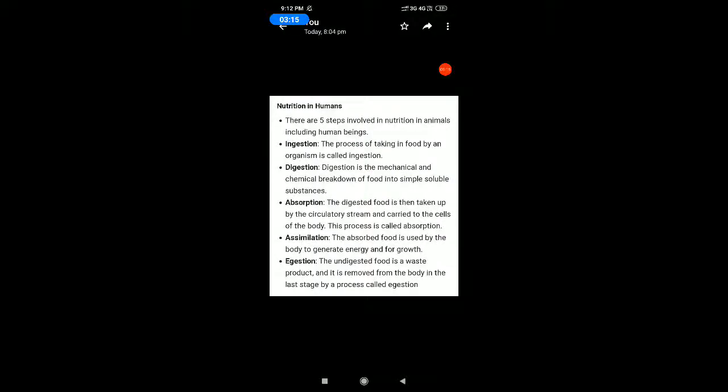Absorption. The digested food is taken up by the circulatory stream and carried to the cells of the body. This process is called absorption. Absorption means that only nutrients can be absorbed. Then next one, assimilation. The absorbed food is used by the body to generate energy and for growth.